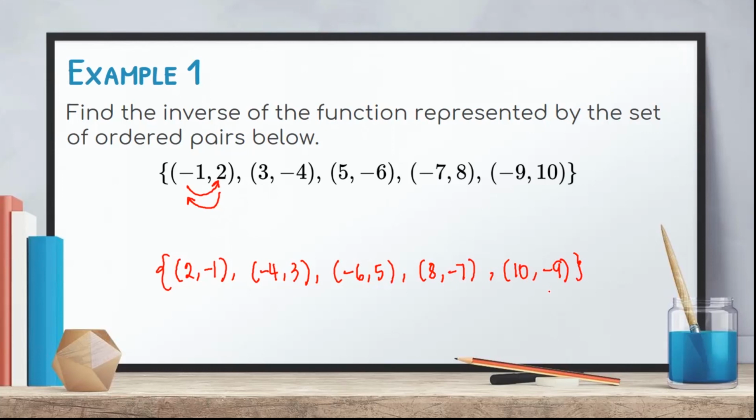Going back to the given set of ordered pairs, the domain in this given set is the set of x values, which are -1, 3, 5, -7, and -9. And the range is the set of y values, such as 2, -4, -6, 8, and 10.